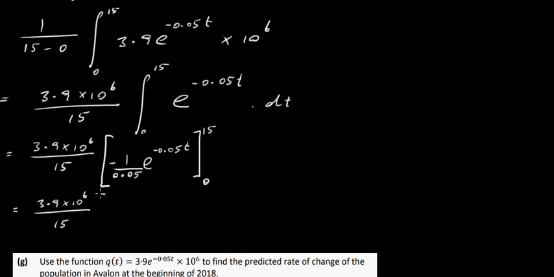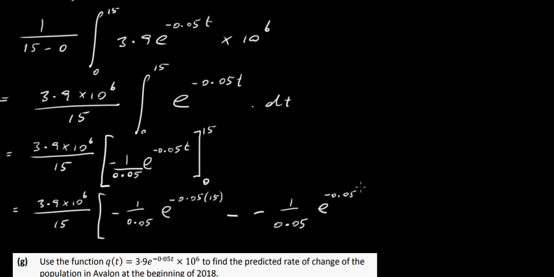Now we've got to substitute in 15 here, so it's going to be minus 1 over 0.05 e to the power of minus 0.05 times 15, and then we've got to put in minus 1 over 0.05, that's this bit here, e to the power of minus 0.05, and then we've got to put a 0 in here. So this is our integral here with the substitutions now.